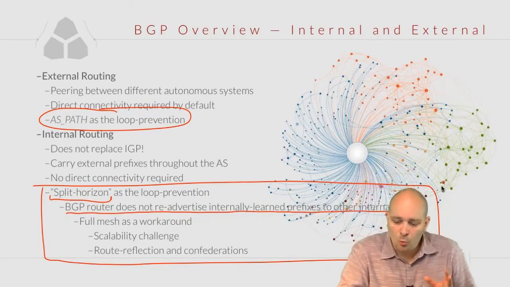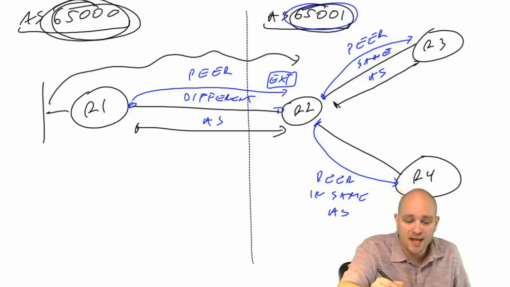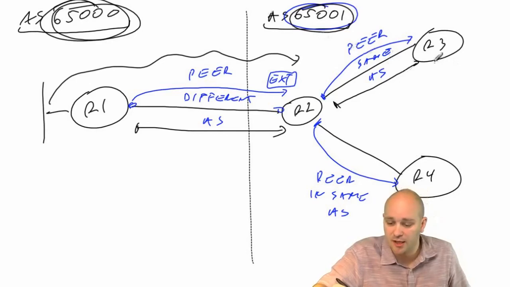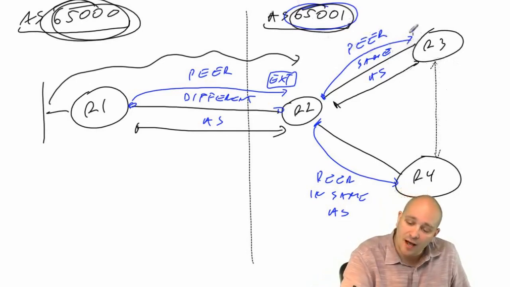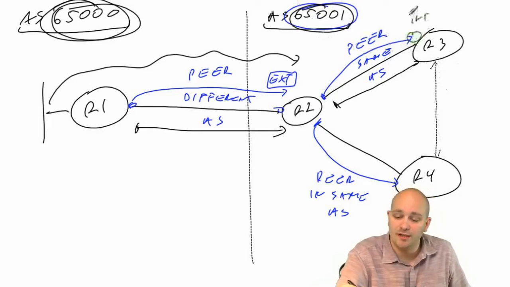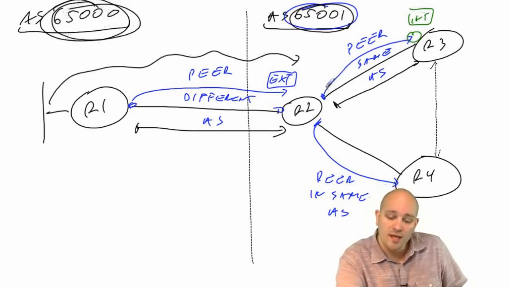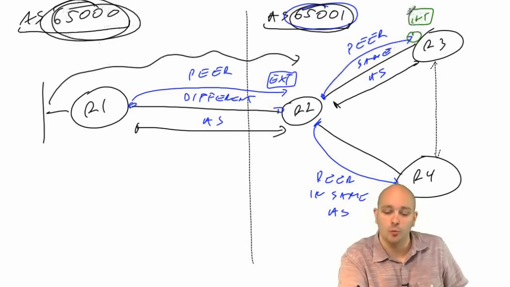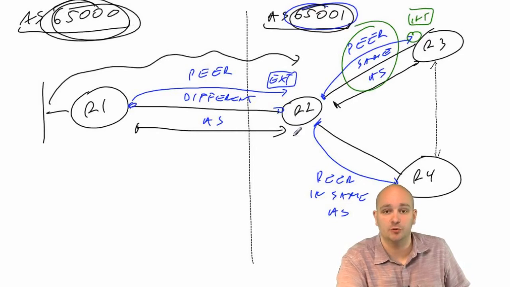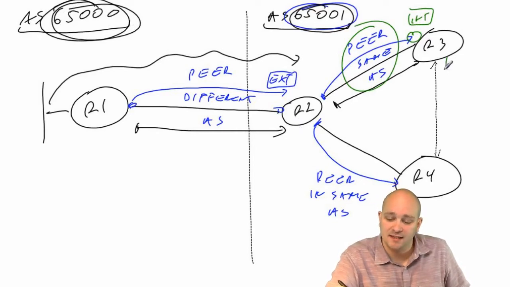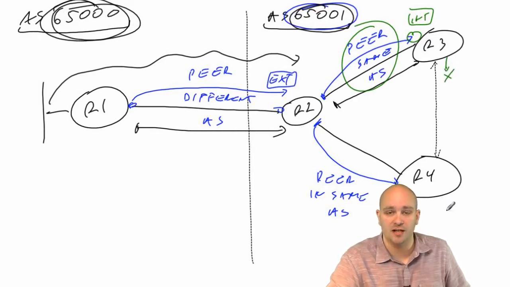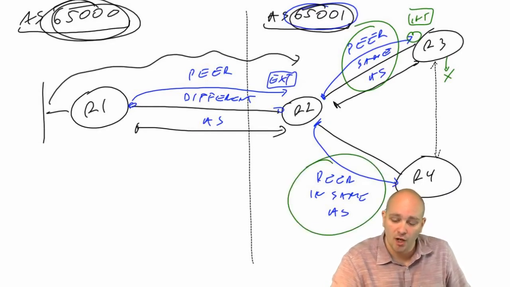Now, what does that mean? That means that let's say that we had a BGP peering session between R3 and R4. Now, when we learned this route, it was at this point an internal route. Remember, we don't care where it originally came from, we care where we learned it from, and we learned it from the peer that was in the same AS. That means that this route will not be re-advertised to R4. The same thing happens here. R4 learned this route from an internal peer.